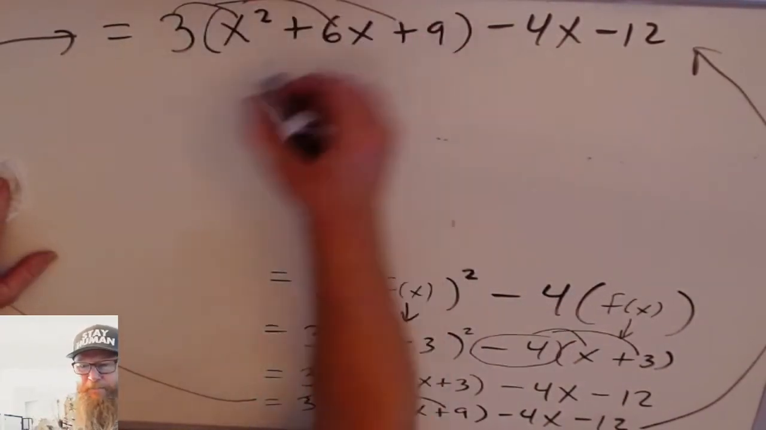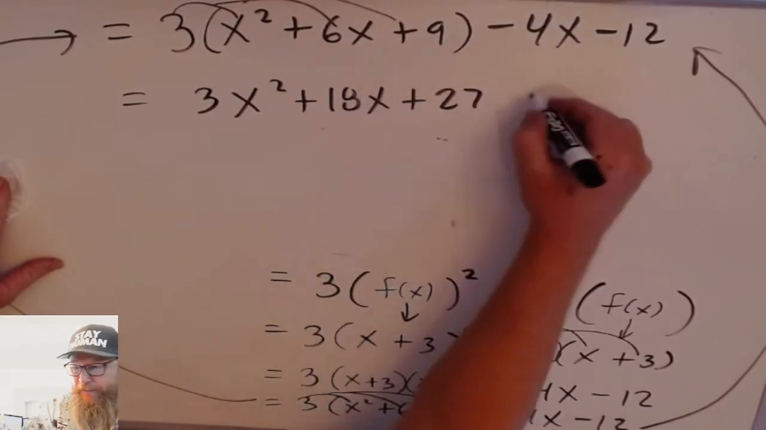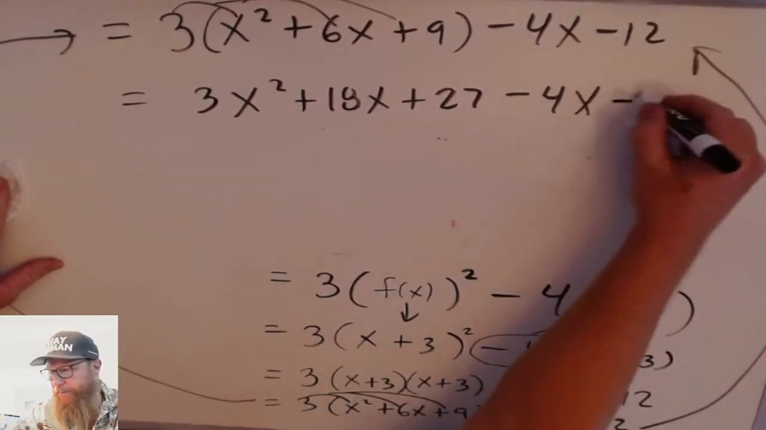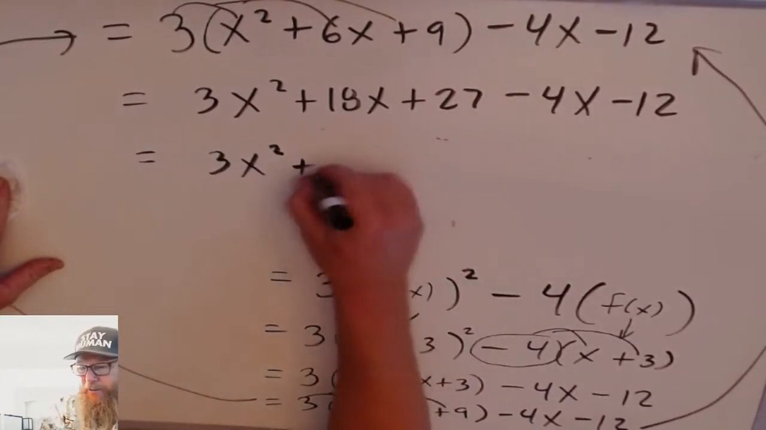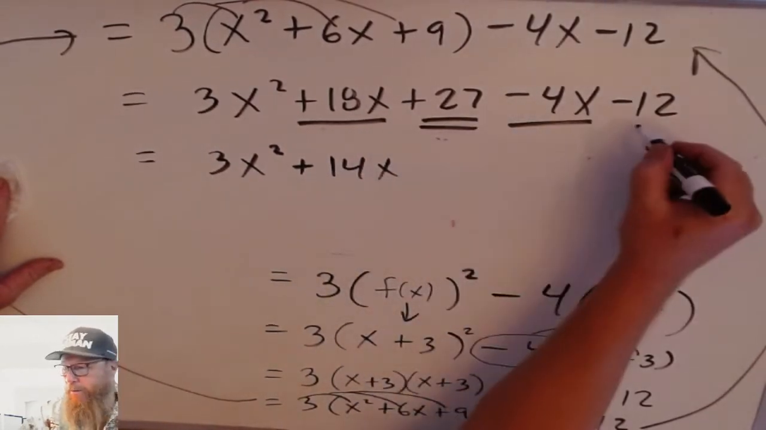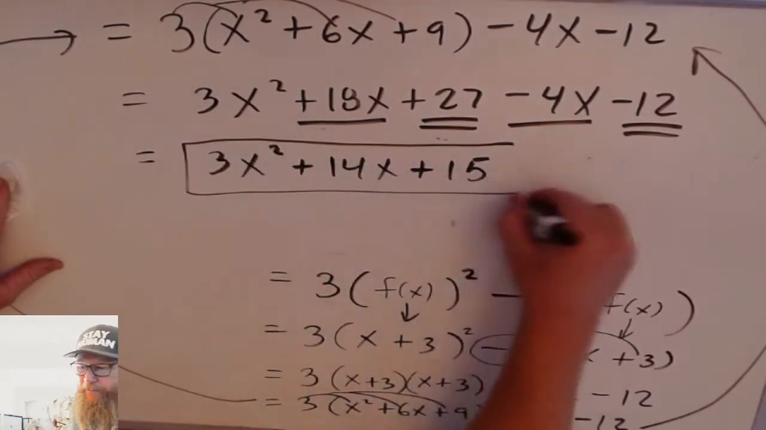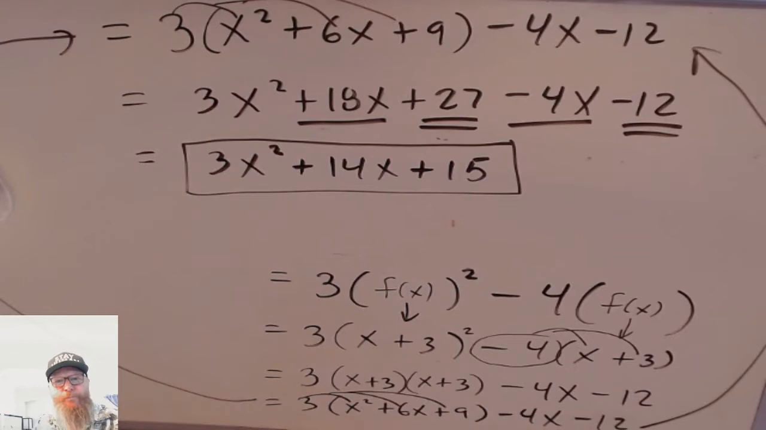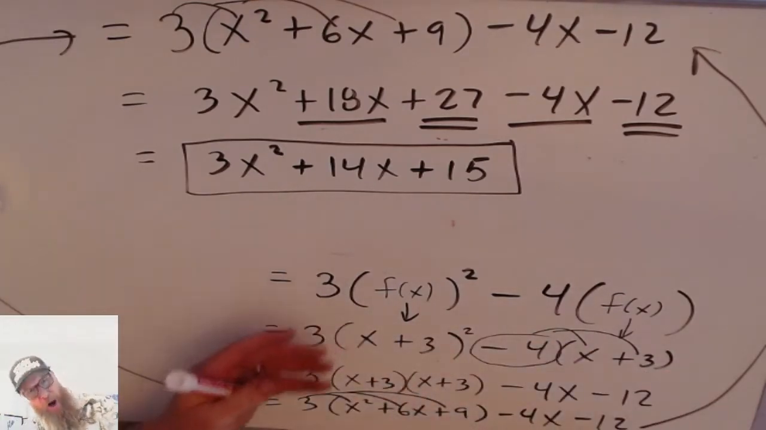Distribute the 3: 3x squared plus 18x plus 27. And then bring down the negative 4x and the negative 12. And combine like terms: 18 and negative 4, 27 and negative 12. That would be your final answer. All right, so those are the 2 most common forms of composition. One of them we call the f of g, the other one we call the g of f.